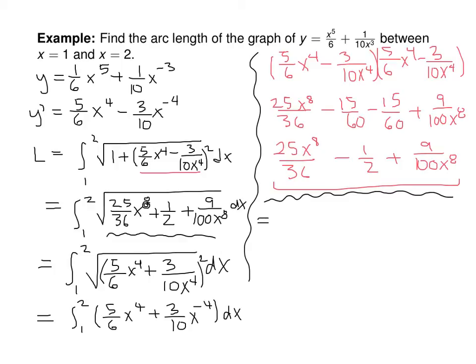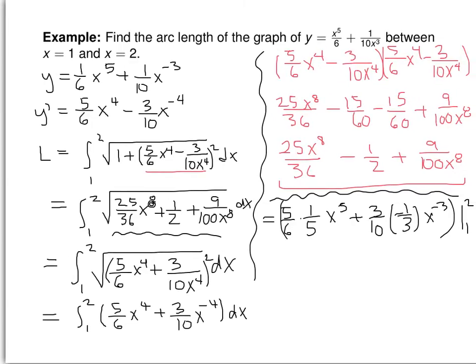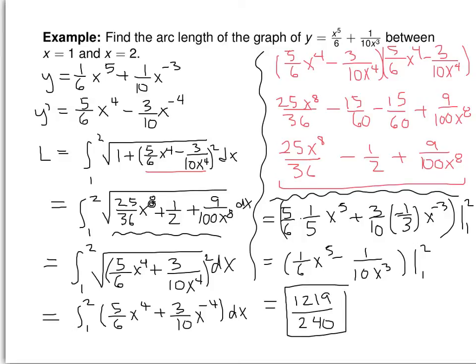So that gives us, when we anti-differentiate, 5/6 times 1/5 x to the 5th plus 3/10 times negative 1/3 x to the negative 3rd, evaluated from 1 to 2. Now we have 1/6 x to the 5th minus 1 over 10x cubed, evaluated from 1 to 2. And when you plug in 2 and then plug in 1 and subtract the results, you end up with 1,219 over 240.